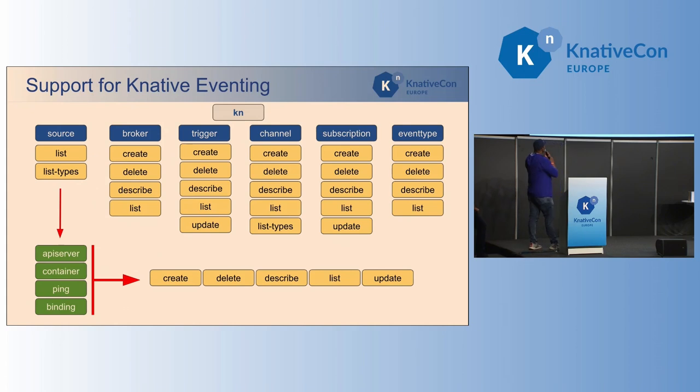Here we see the KN support for all the eventing resources that Knative eventing provides. As you can see, for channels and subscription, we have complete CRUD operation support. Besides that, on sources, we have list and list-types commands, which will list all the types of sources available in your cluster, so that you can do the CRUD operations on them. And then since we have one more layer of commands for source, you can work with specific sources in your cluster like API source and binding. And for all of them, we support the CRUD operations.